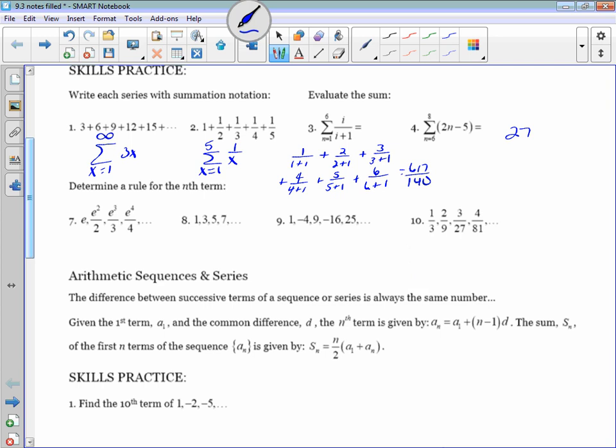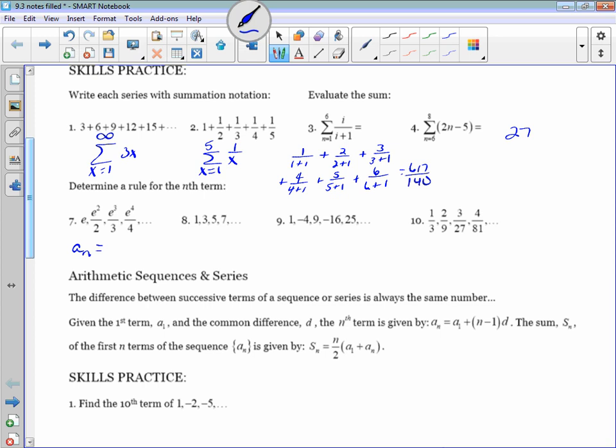Okay, so we are now going to determine a rule for the nth term. So these keep going forever. We just have to come up with a formula. So we are going to say a sub n, because that would be the nth term. Like if you say a sub 3, that's the third term. A sub 7, that's the seventh term. So a sub n. And by sub, I mean subscript. You guys are with me? Okay. So a sub n equals, and then let's come up with our formula.